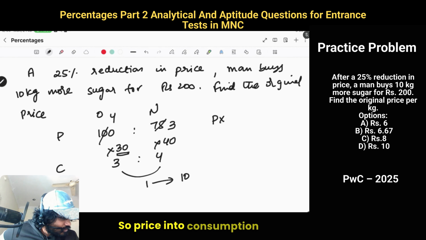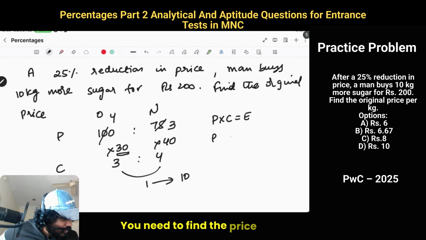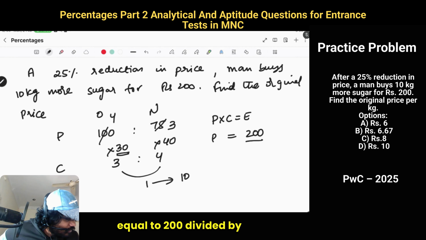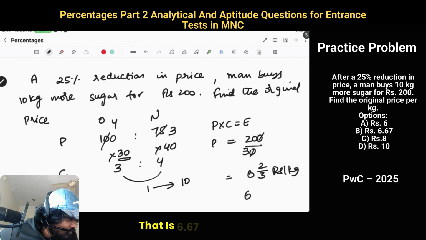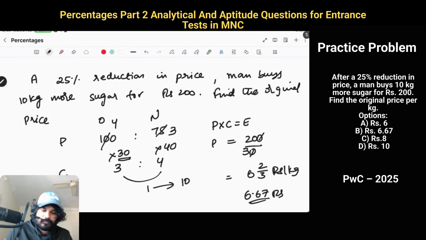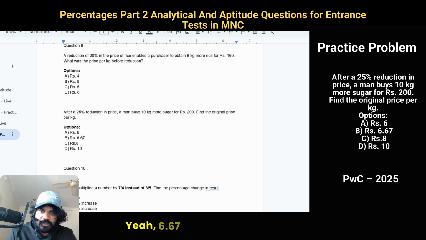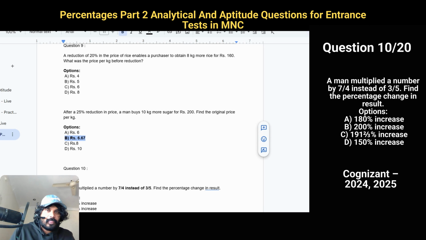So price into consumption equal to expenditure. You need to find the price equal to 200 divided by 30. So 20 by 3 is 6, 2 by 3 rupees per kg. That is 6.67 rupees per kg. Okay, I will see which option is there. Yeah, 6.67 is the option. This method is easy, right? Yeah, because I told you in this.